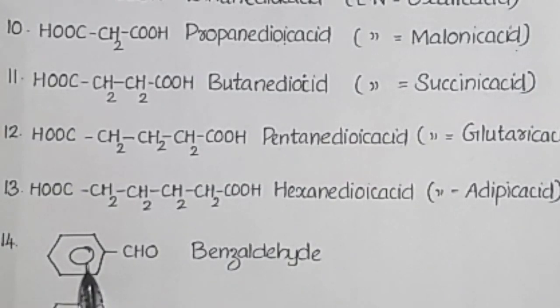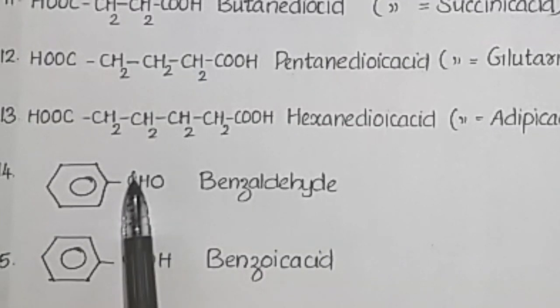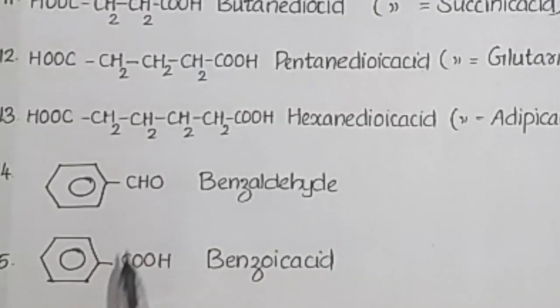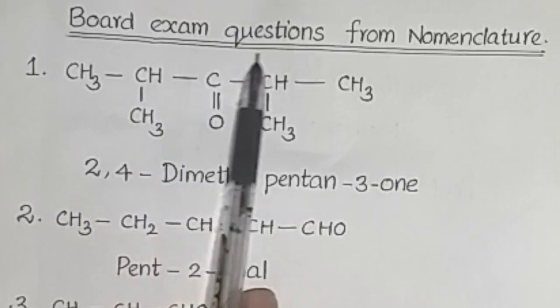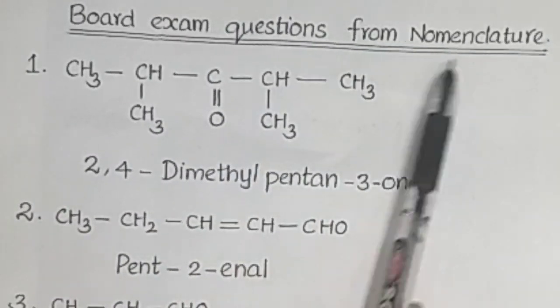Next one, benzene ring with the CHO group. This is aldehyde functional group, benzaldehyde. This is benzoic acid. Benzene with the COOH group, benzoic acid. Next we discuss some board exam questions from this nomenclature area.